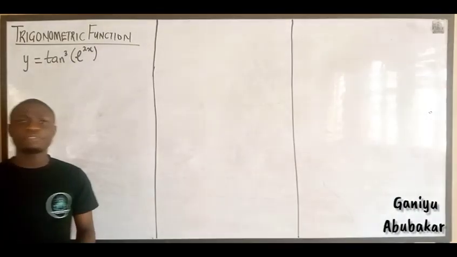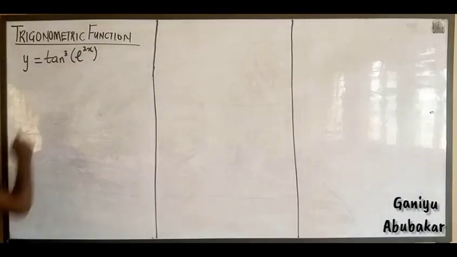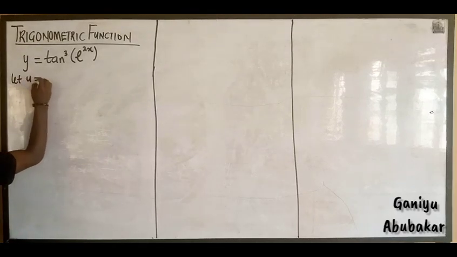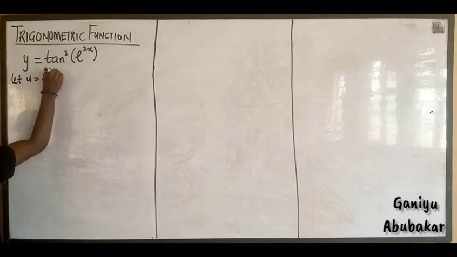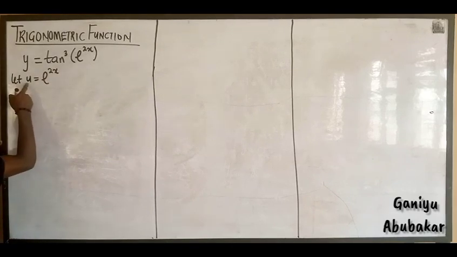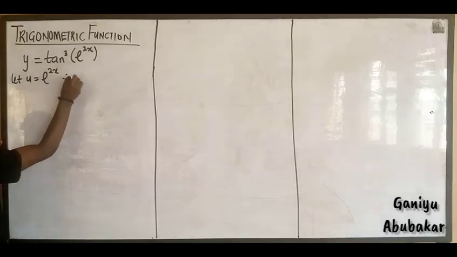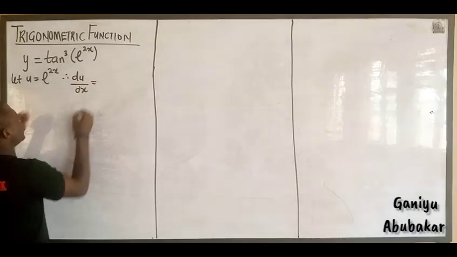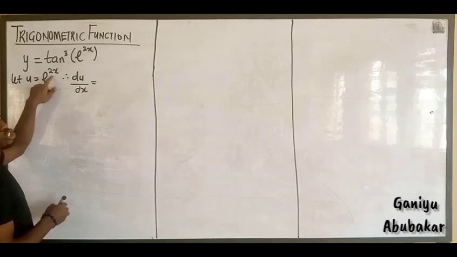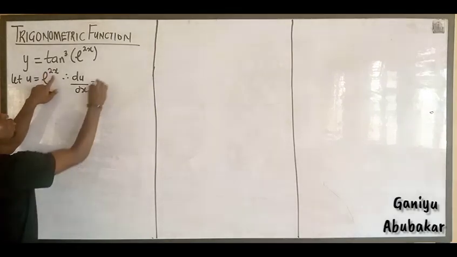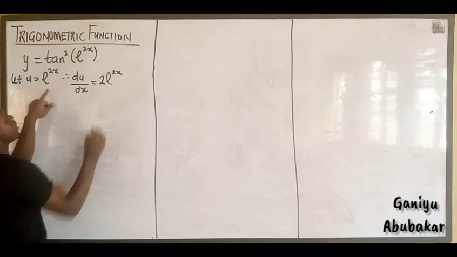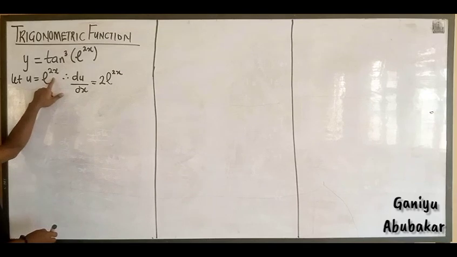Your first task: first is first, we call the thing in the bracket u. So let u be equal to exponential 2x. If I differentiate u with respect to x, I'll have du/dx equal to, for the exponential function shortcut, we said differentiate the power. If I differentiate 2x, I'll have 2, and repeat the question, exponential 2x. That's the shortcut.